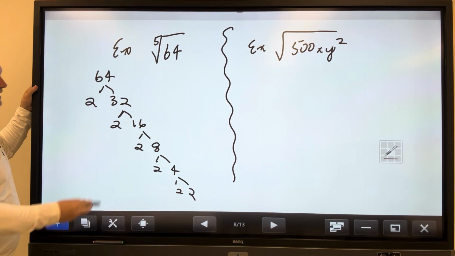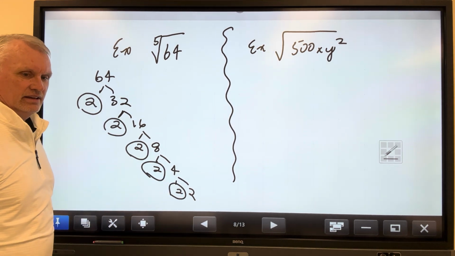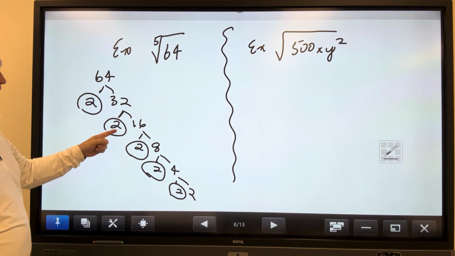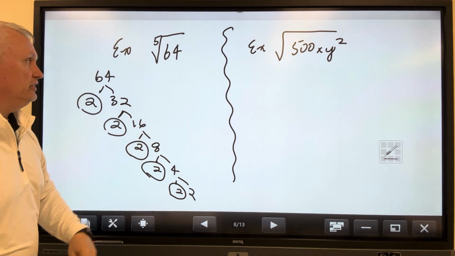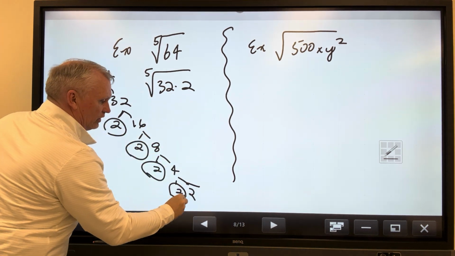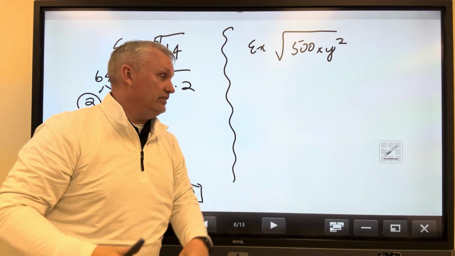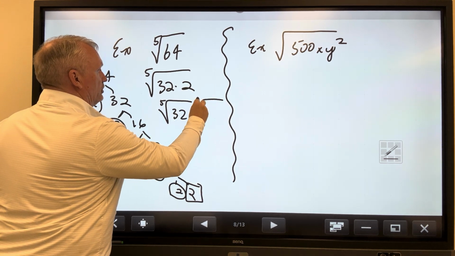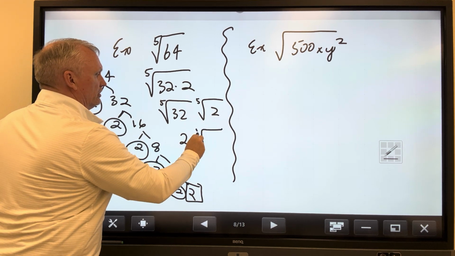Now look at the 5th root. 1, 2, 3, 4, 5. If I multiply these things all out, 2 times 2 is 4, 4 times 2 is 8, 8 times 2 is 16, 16 times 2 is 32. So the 5th root of 32 times 2, this is what's left over. Again, I'm making this the product of its factors. Now I can do the 5th root of 32 times the 5th root of 2. We just said the 5th root of 32 was 2, times the 5th root of 2.